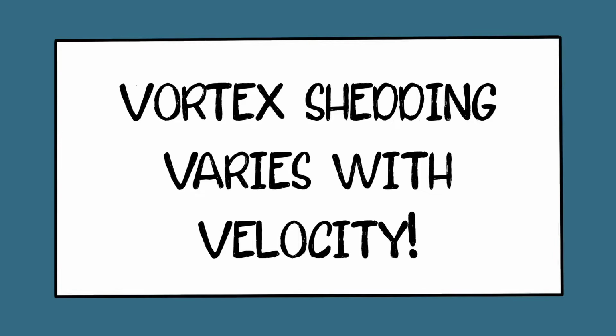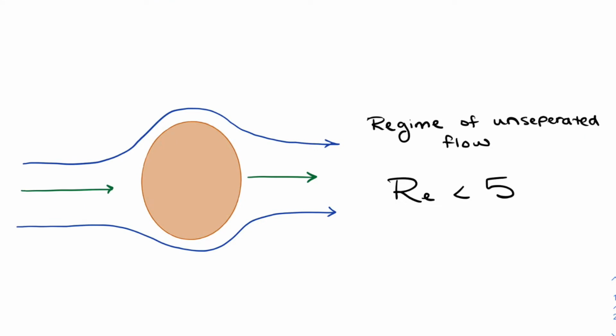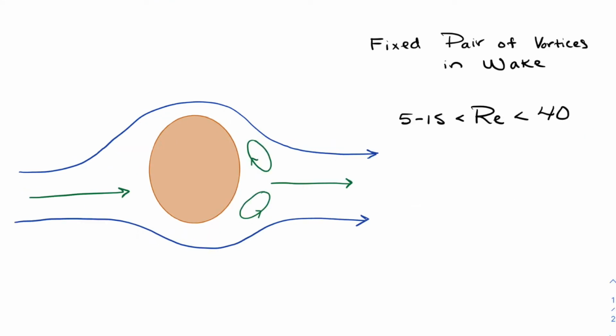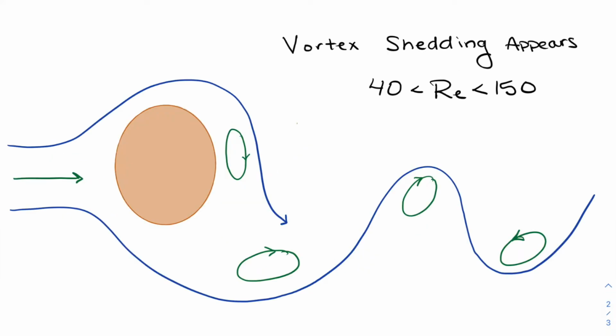The velocity of the flow is important because the higher the flow rate, the higher the Reynolds number. We aren't going to see any vortex shedding with a Reynolds number under 40 because the flow is too laminar.